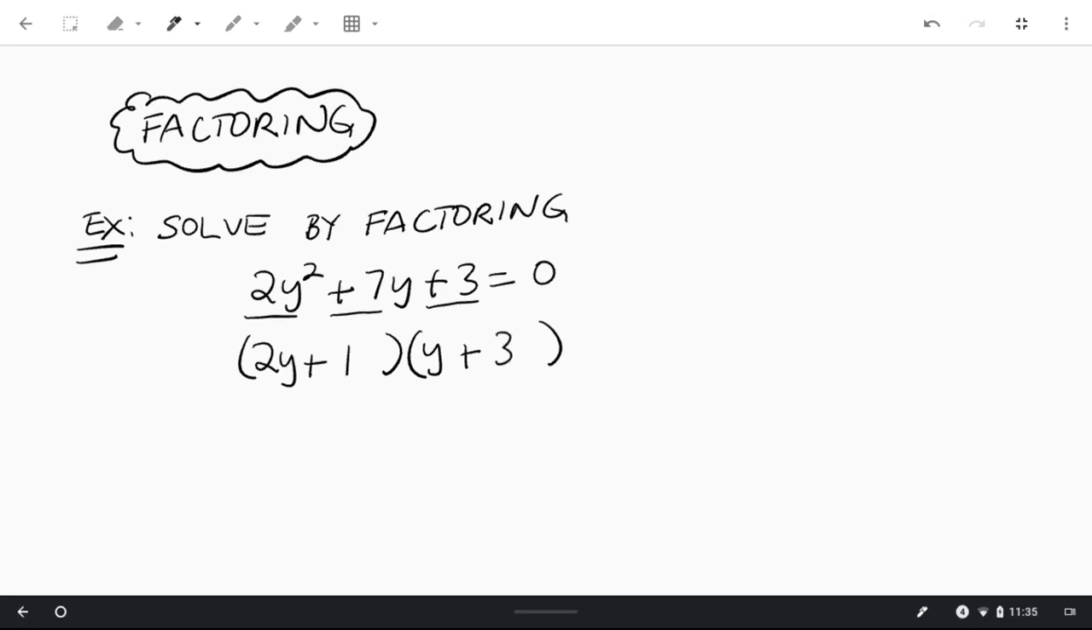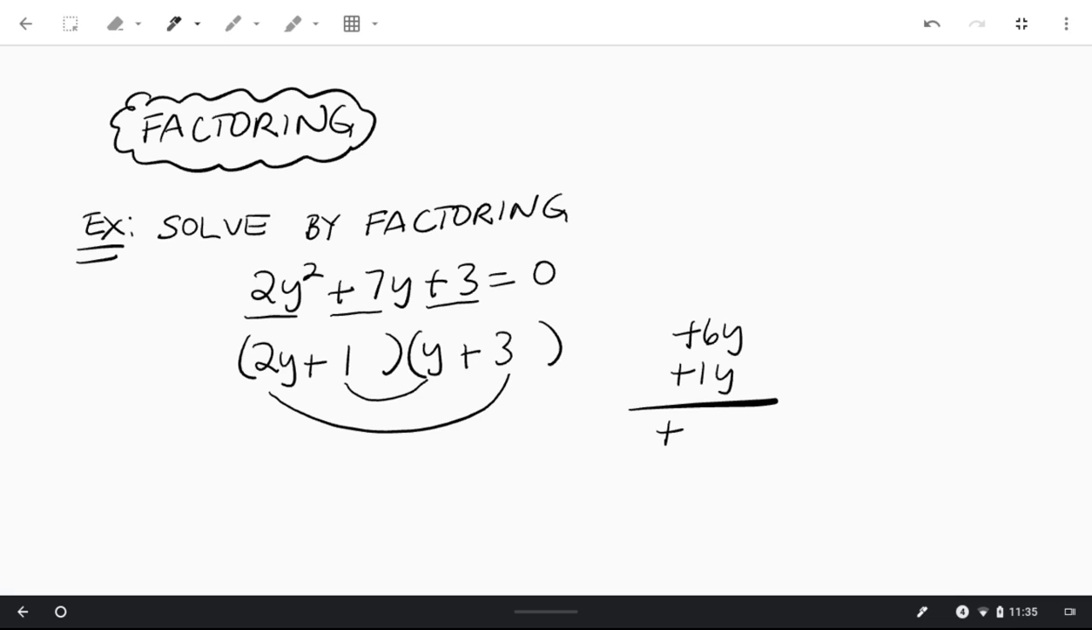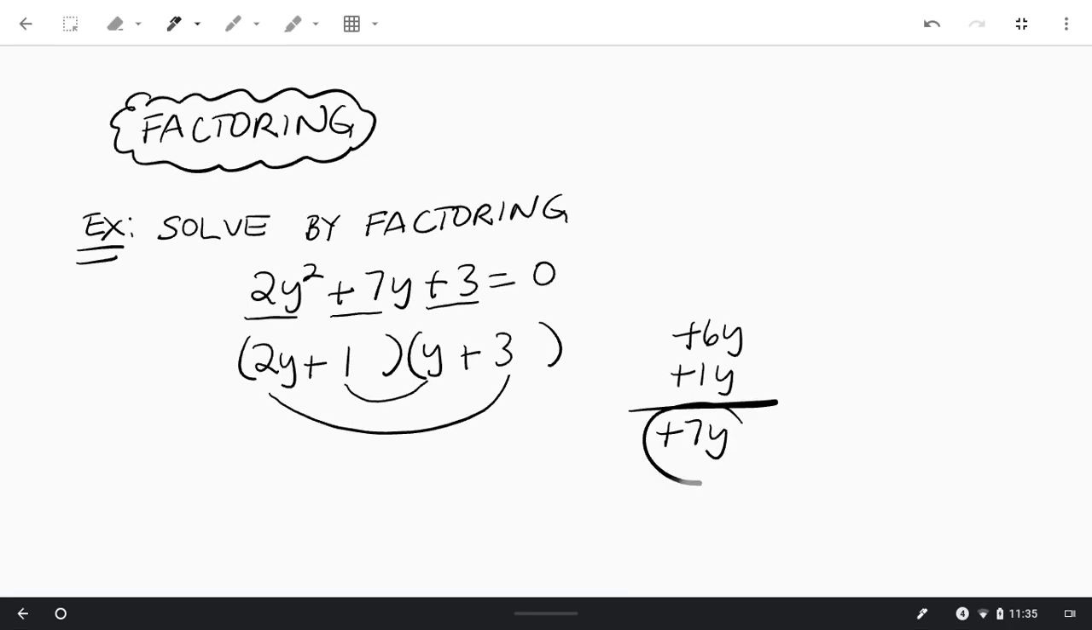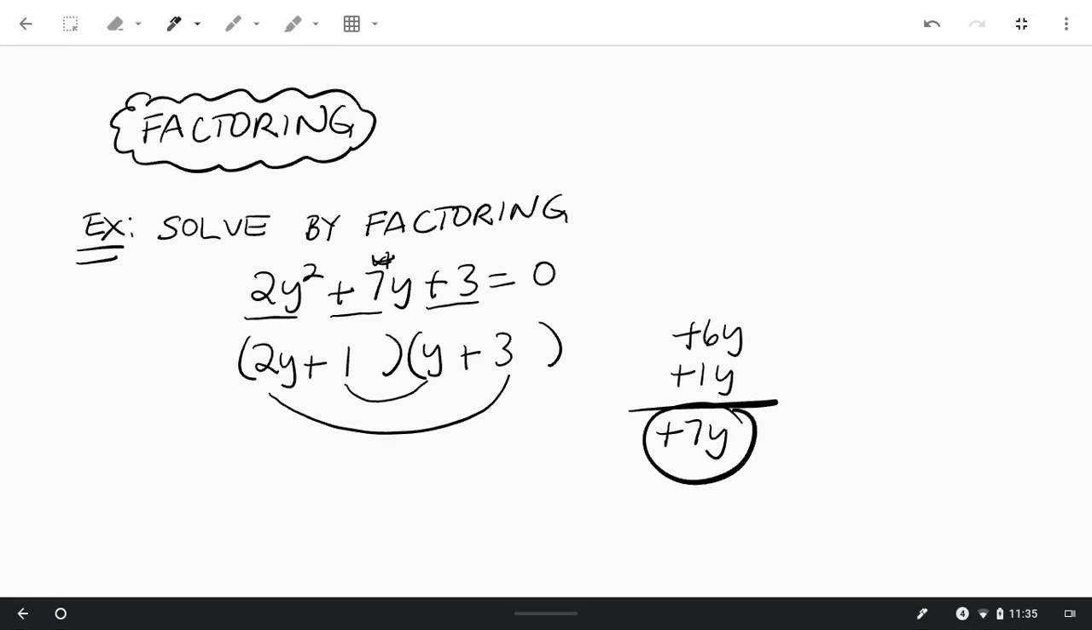The way you check, we know we get 2y squared, and we know that we get positive 3. So the question is, do we get positive 7y for the middle? You take the outside product, 2y times 3 is positive 6y. Then you take the inside product, 1 times y is 1y. Then you combine these two products and check to see if what you get matches the middle term. And the middle term is right here. They match, so this is the correct order.